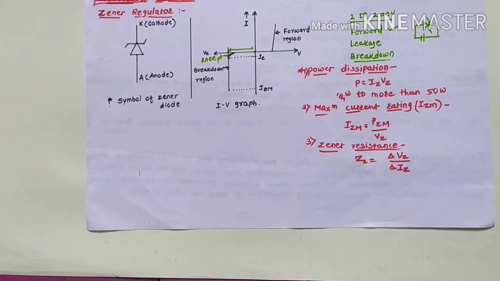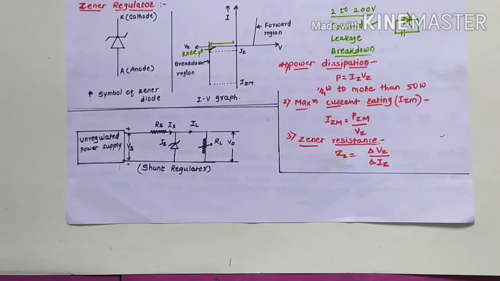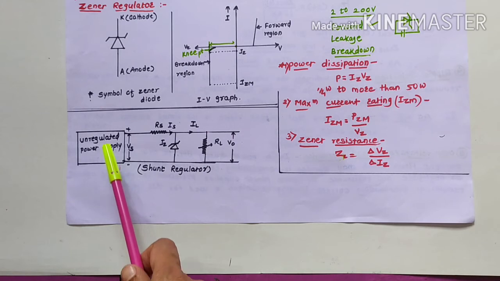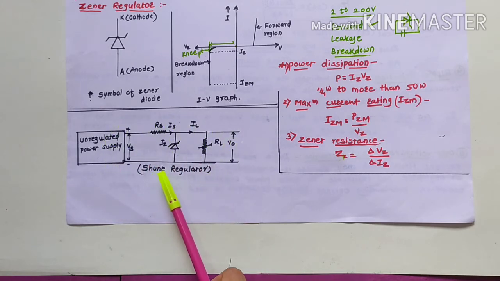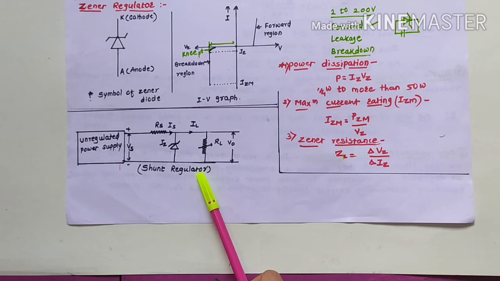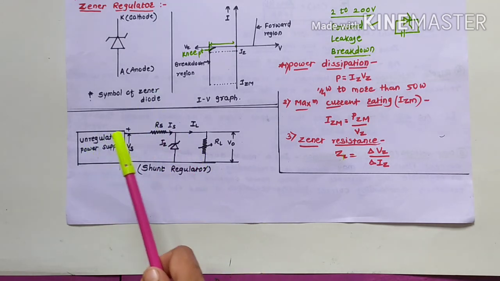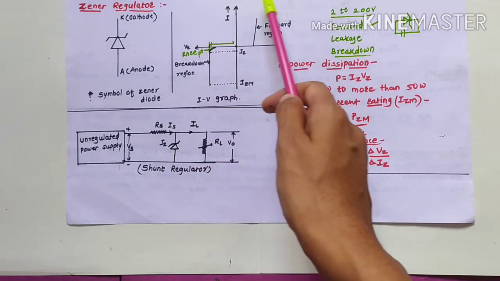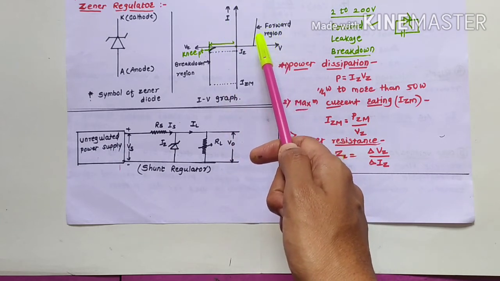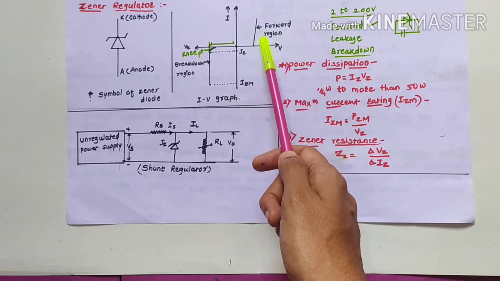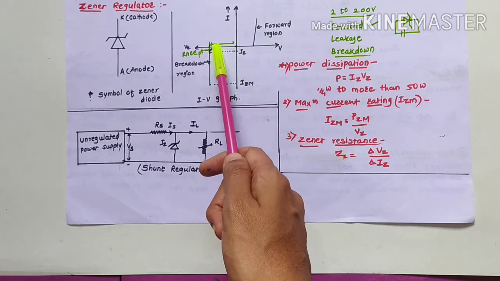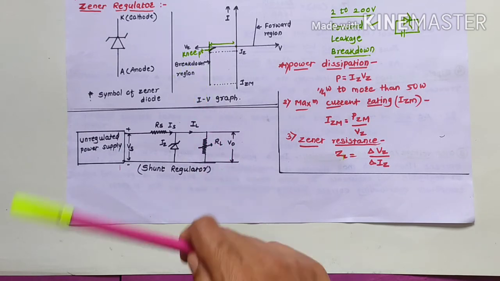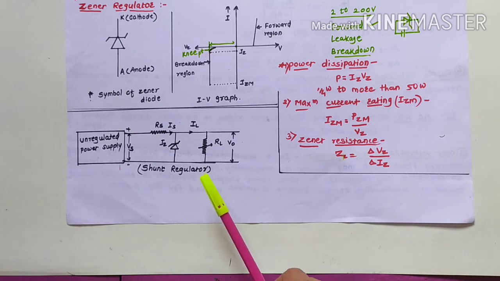Now let us see how this Zener can be used as a voltage regulator. This is the diagram of a Zener as a voltage regulator, also called a shunt regulator, because this Zener diode is connected in parallel with the unregulated power supply. Using this graphical representation, in the normal forward bias region this diode acts as an ordinary diode, but in the reverse bias direction it gives a constant voltage with a sudden increase in current. So this is called the breakdown region. Now let us see how this circuit works.